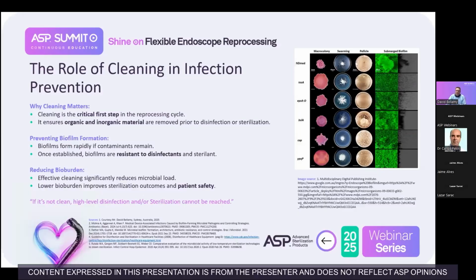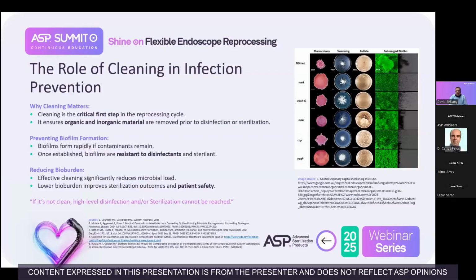And the primary objective is to remove organic and inorganic soils, such as blood, tissue, and protein matter, that can inhibit the action of both chemical disinfectants and sterilants. So if residual contamination remains, subsequent disinfection and sterilisation processes are compromised and can potentially lead to clinical failure, like we just showed with the outbreak.